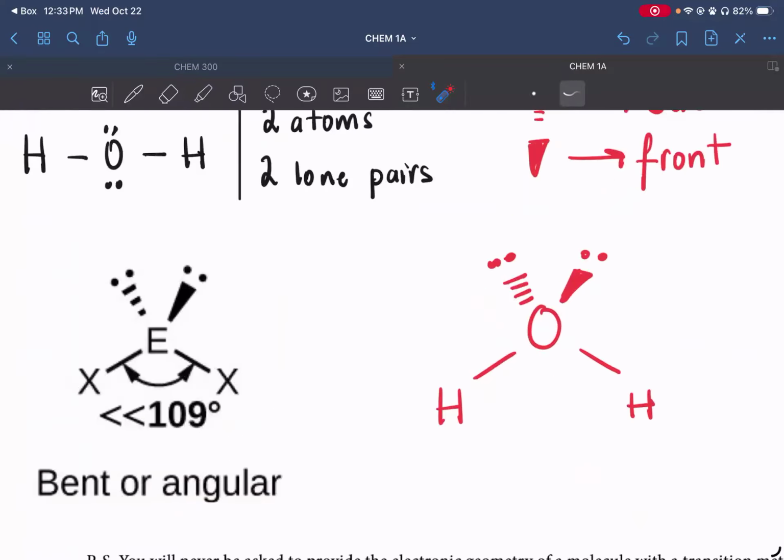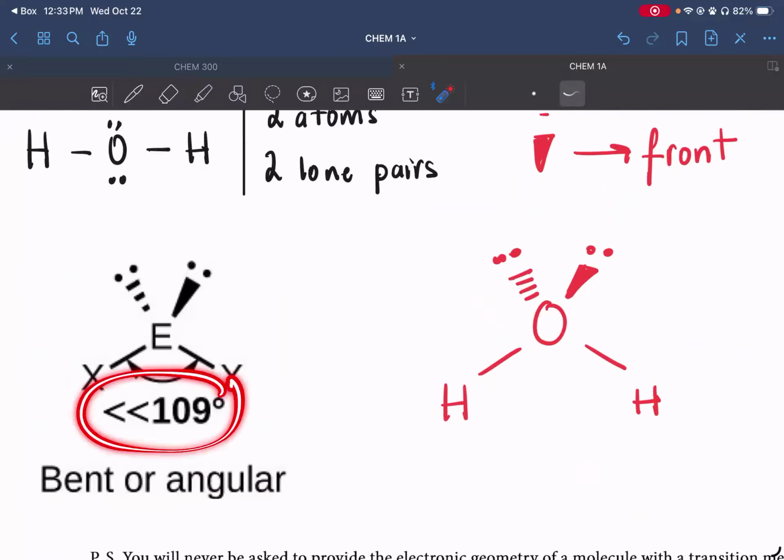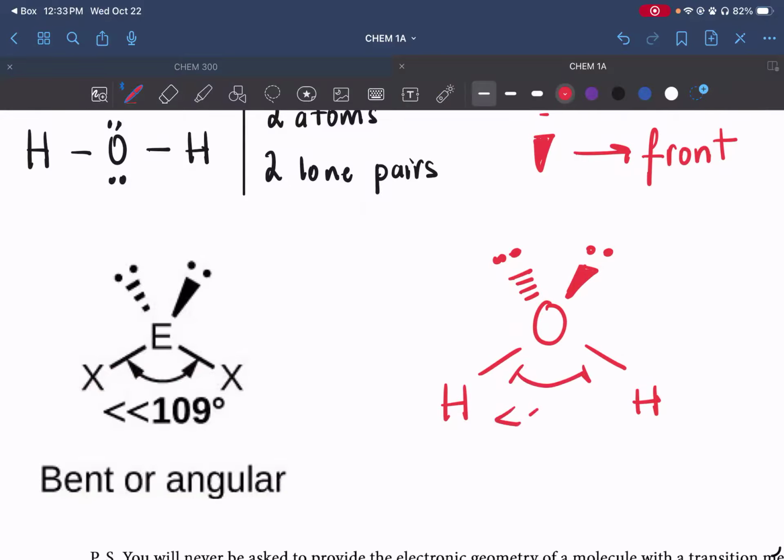All that's left is to include the bond angle, which we see here between the 2 atoms is less than 109 degrees. Yes, Sarah. I'm getting to it.